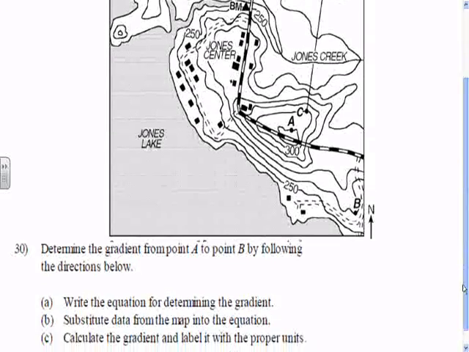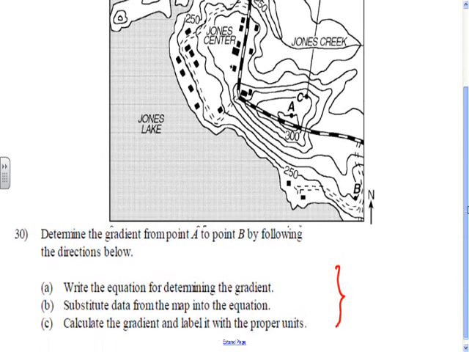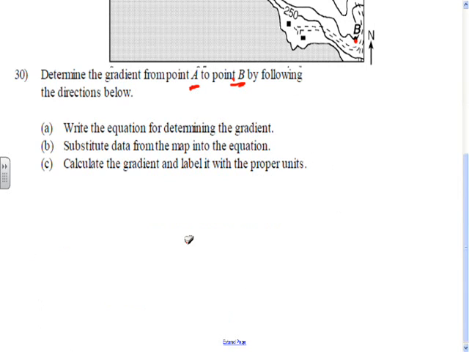Now, in this question, they ask you to determine the gradient from point A to B by following the directions. So they give you directions. That's exactly what we did for the last problem. So the gradient should be between A and B. So this is A and this is B. Same thing. Let's erase this and extend this a little bit.